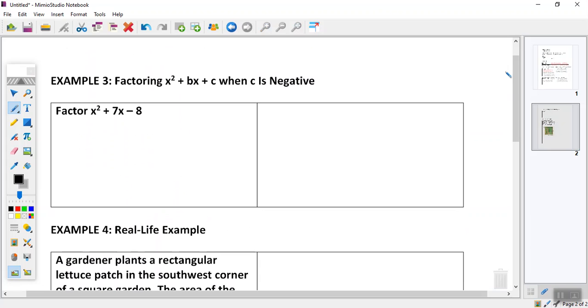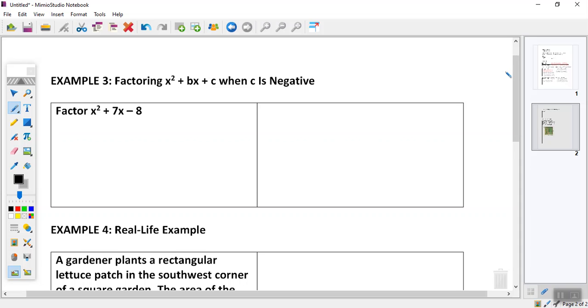What are we trying to add up to, kids? 7. But what are we multiplying to this time? The only way I can multiply to a negative number using two factors is one number is a negative and the other must be a positive. Okay, this kind of tells you that if I'm multiplying to a negative number here, do I need more positives than negatives or more negatives than positives?